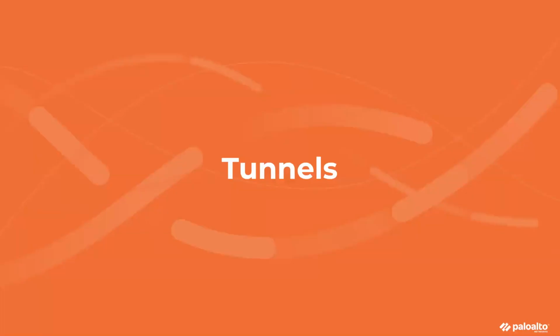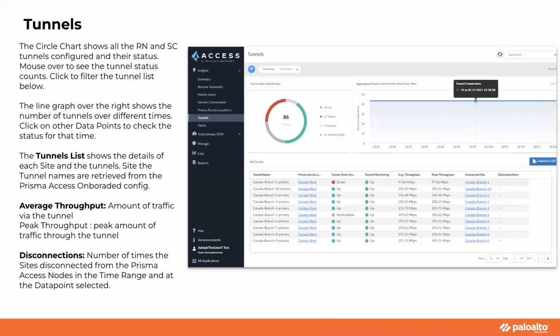Next, we have the tunnels dashboard. The tunnels tabular list shows the details of each site and their tunnels. Tunnel names are retrieved from the Prisma Access configurations. You can check here on this ring how many tunnels are in up, down, and inactive status. This is the aggregate tunnel connectivity over time. And here you can see the list of all the tunnels, and these are the names of the tunnels that are retrieved from your actual configurations.